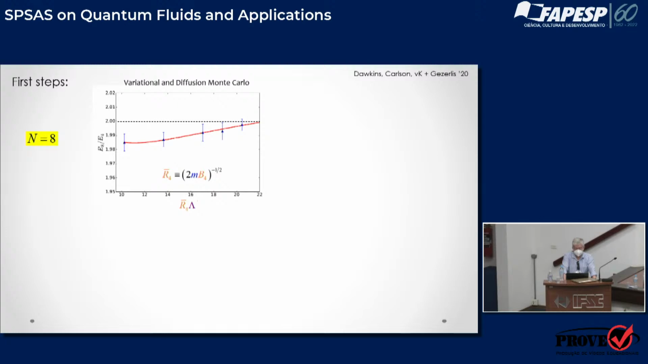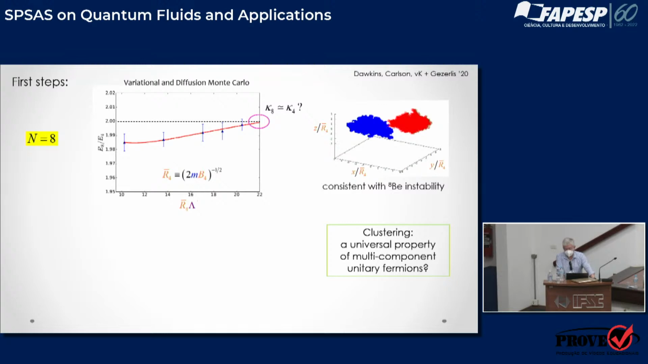The first step in this direction was a calculation done by Gezerlis and collaborators, where we looked at the system of eight four-component fermions at unitarity. And what we found is that the system tends to clusterize into two sets of four. So this is a single calculation, but this is consistent with the fact that beryllium-8 is two alpha particles, so this is good. So we're suggesting that perhaps clustering is a universal property of multi-component fermions, unitary fermions.